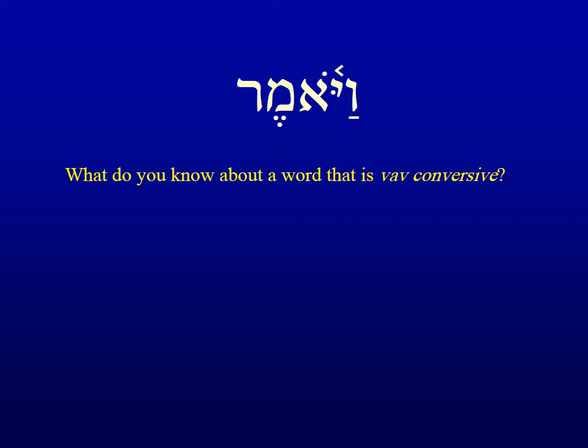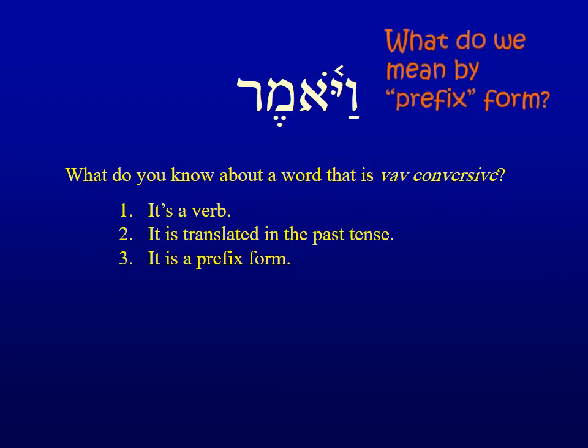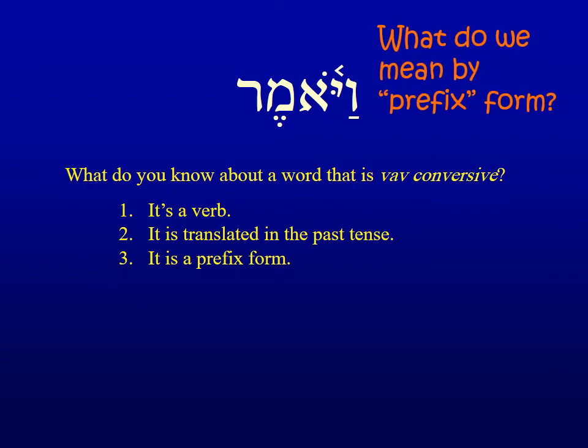Okay, anytime we encounter a word that is a vav conversive, that is that it begins with vav, patach, double, then we know some things automatically. First of all, we know that it's a verb. We won't see a noun that begins this way. Second, we know that it is a verb in the past tense. Vav, patach, double is forming a preterite, which is in the sense of past tense. And we know that it is a prefix form of the verb.